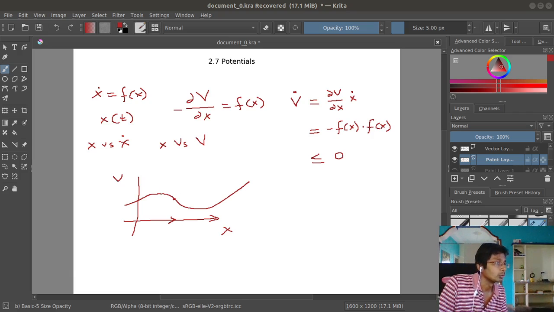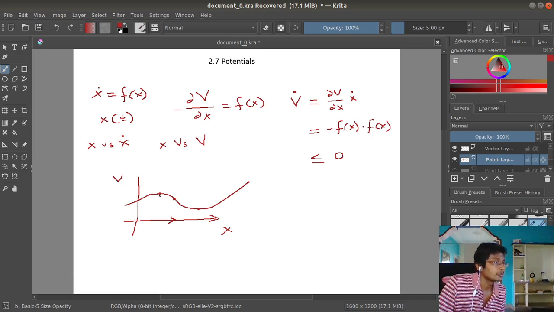Okay, so one is this point. That's a fixed point. Another one is this point. That's another fixed point. Now among these fixed points, we need to classify. One is a stable fixed point and another one is an unstable fixed point. So among these, which is stable and which is unstable?